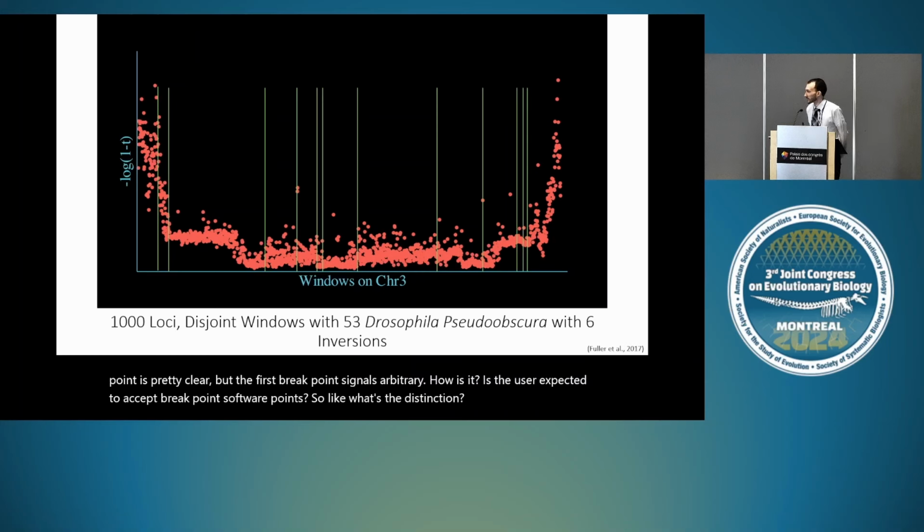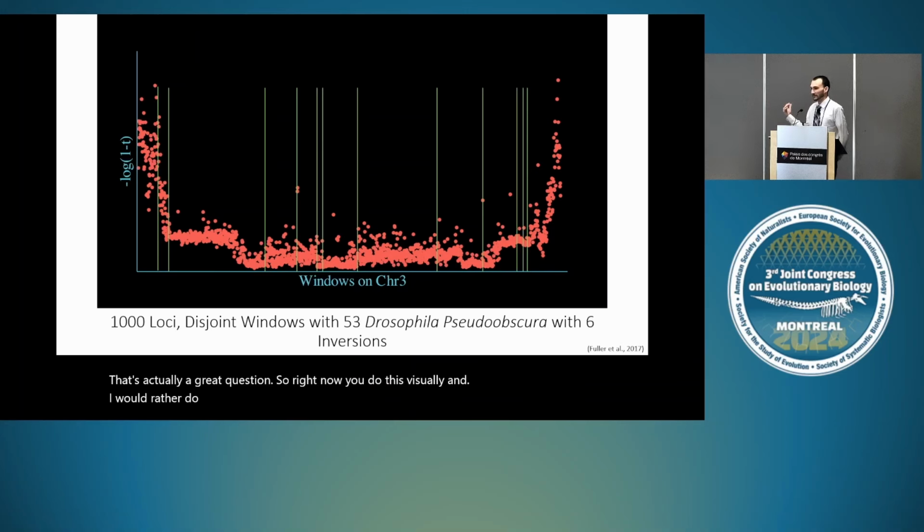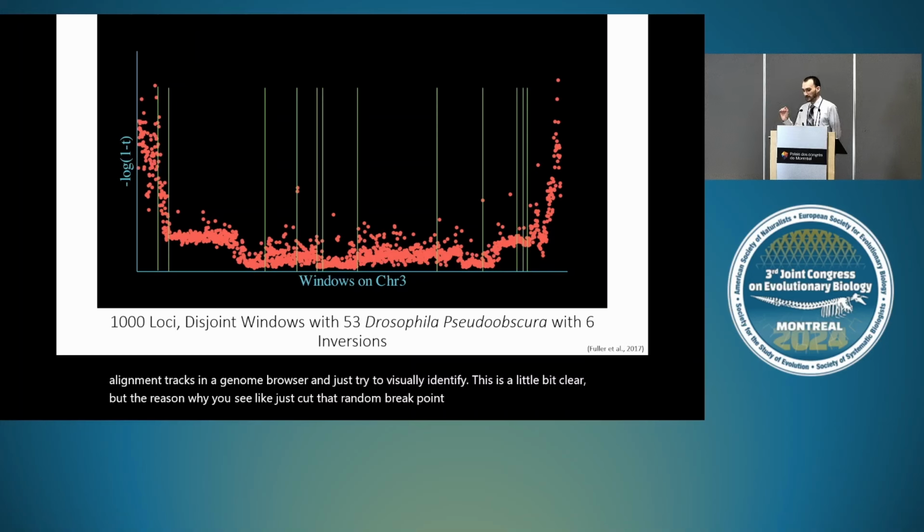That's actually a great question. Right now, you do this visually, and I would rather do this than the alternative, which sometimes is people will just look at the alignment tracks in a genome browser and try to visually identify this. This is a little bit clearer, but the reason you see that random breakpoint there is because the population representing that breakpoint in the inversion is low. I believe it's only about 3 samples. I hope that answers your question.